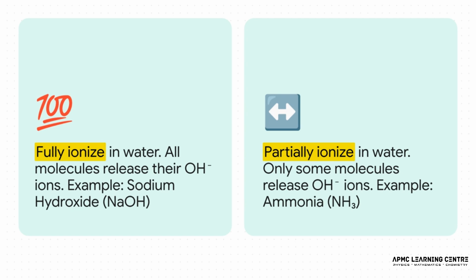But then you look at a weak alkali, like ammonia. It only ionizes partially. That means only a few of its molecules are actually releasing hydroxide ions at any given time. So if you remember one thing, remember this. Fully versus partially. That's the whole game.